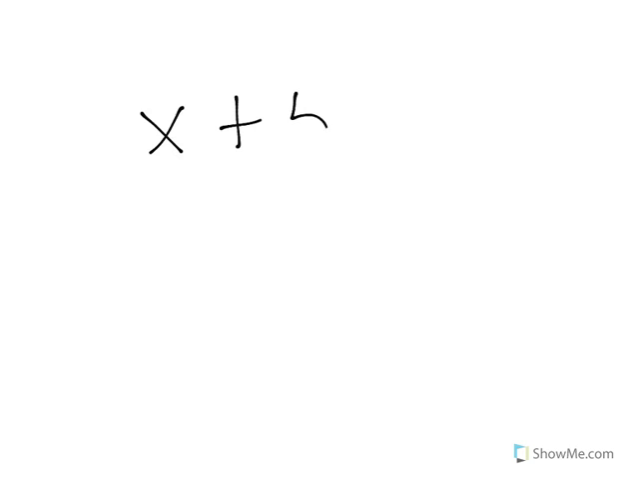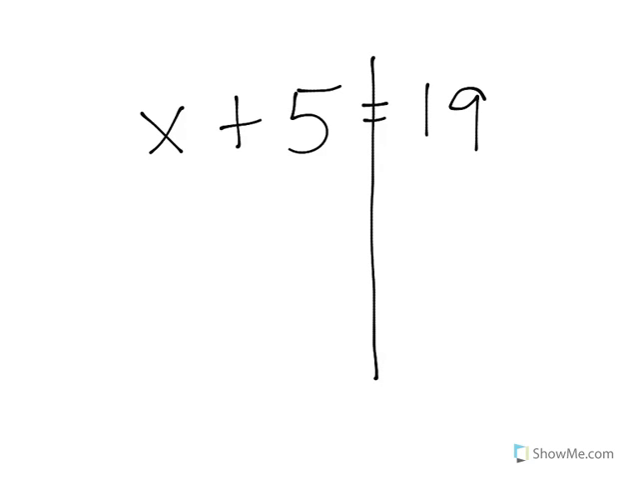X plus 5 equals 19. First, I'm going to draw a line through the equal sign. It's not required, but I like to tell kids to draw the line so that they can distinguish between the two sides. You solve equations by doing what's called inverse operations. Whatever is being done to the variable x, you want to undo that by doing the reverse, the inverse, the opposite. So 5 is being added to x. I want to do the opposite and subtract 5.